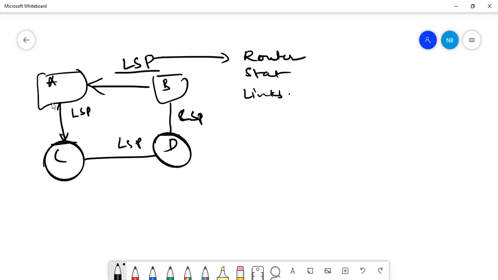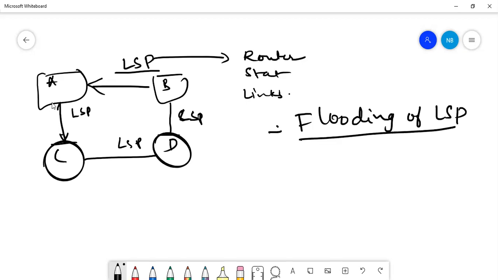Okay, this is nothing but flooding of LSPs, we can say. Flooding of LSPs is nothing but once a router sends one LSP to its neighbor, that LSP will be shared among all the neighbor routers. Okay, that is nothing but flooding of LSPs. And one thing must be noted here.